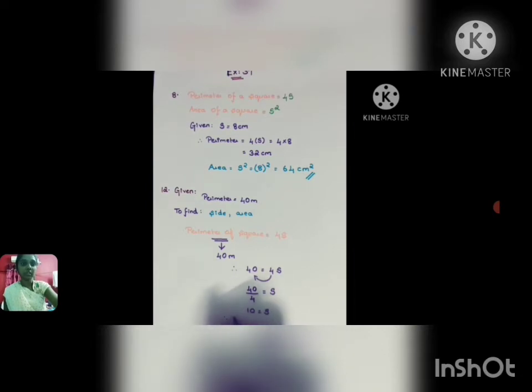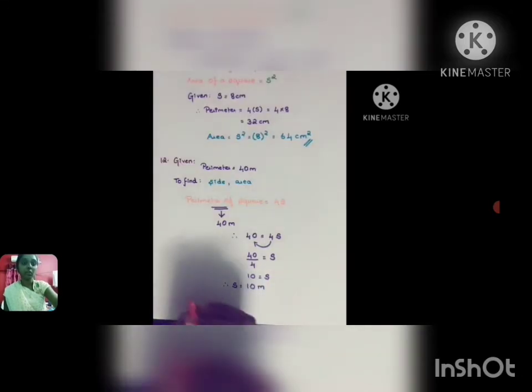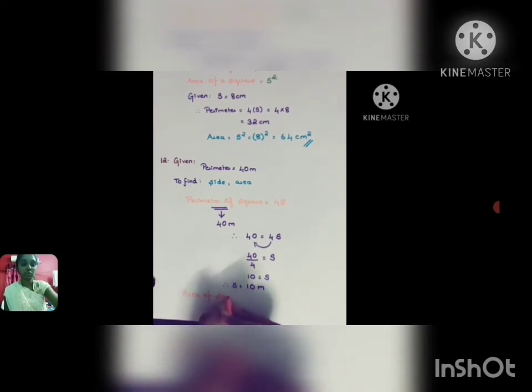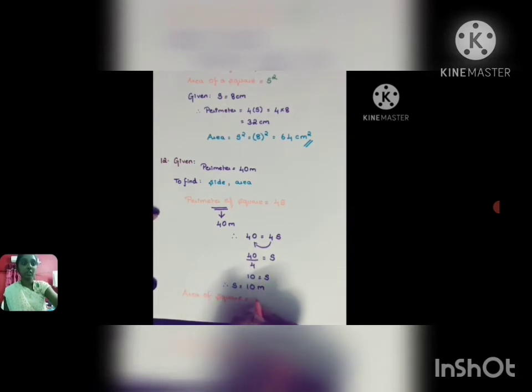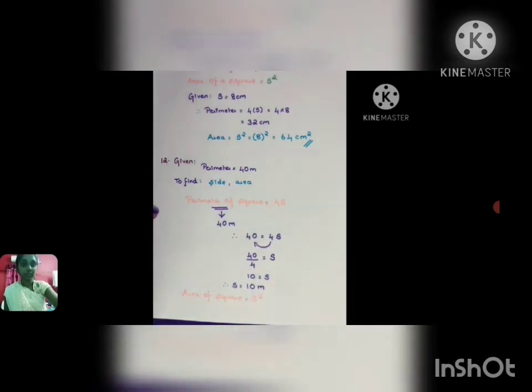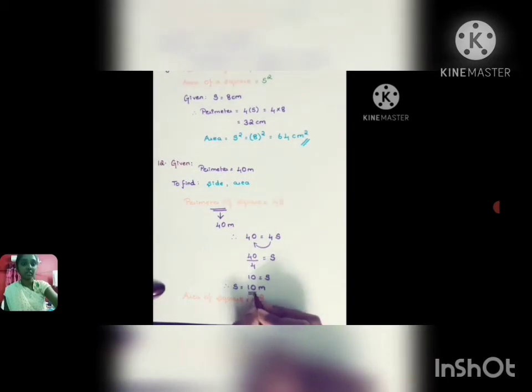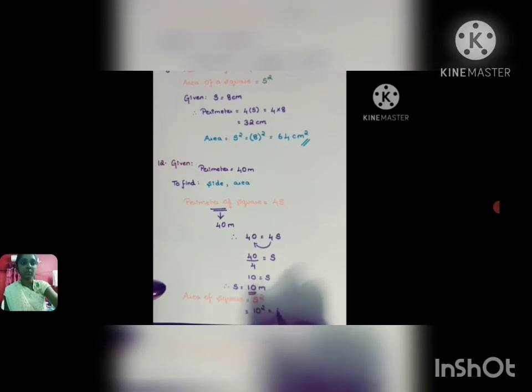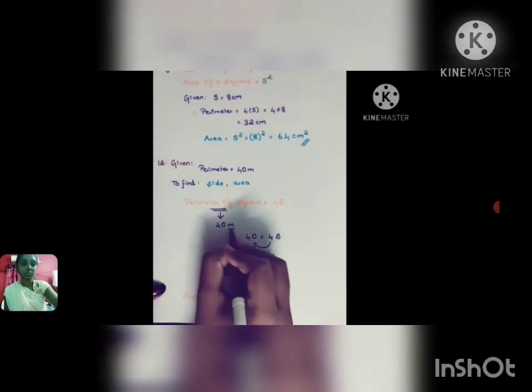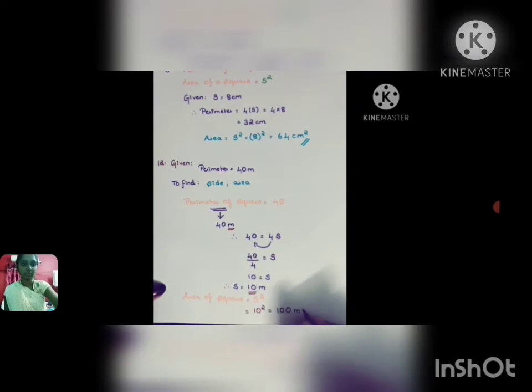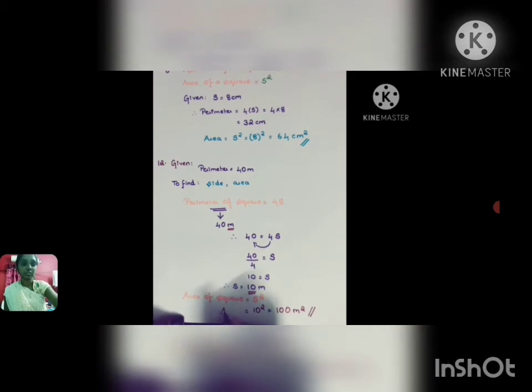Hence, the side of the required square park is 10 meter. Now, how do we find the area of the square? We have found that one side of a square is 10 meter. So, to find the area, we just need to square the length of this side. That is, we need to square 10, on which we get 100 meter squared. Area should always be expressed in terms of square units.